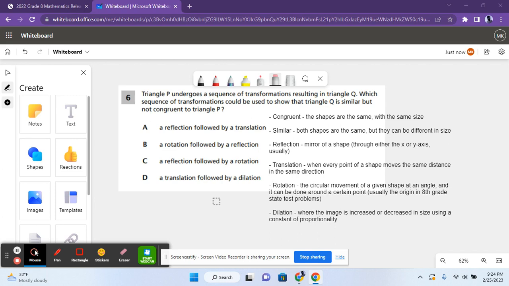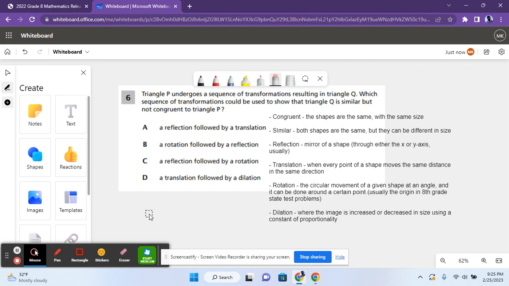Reflection is the mirror of a shape through either the x or the y-axis, usually. Translation is when every point of a shape moves the same distance in the same direction. Rotation is the circular movement of a given shape at an angle, and it can be done around a certain point, usually the origin in 8th grade state test problems. Dilation is where the image is increased or decreased in size using a constant of proportionality.